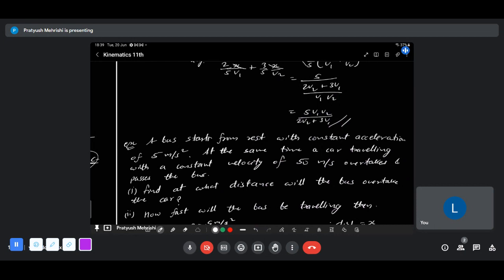At the same time, a car which was traveling with a fast speed, at 50 meter per second, travels past the bus. It overtakes the bus suddenly at the instant the bus starts. The car at 50 meter per second overtakes the bus and moves ahead. Now what will happen? Now the bus will start. Its speed will increase from 0 to 1 to 2 to 3.